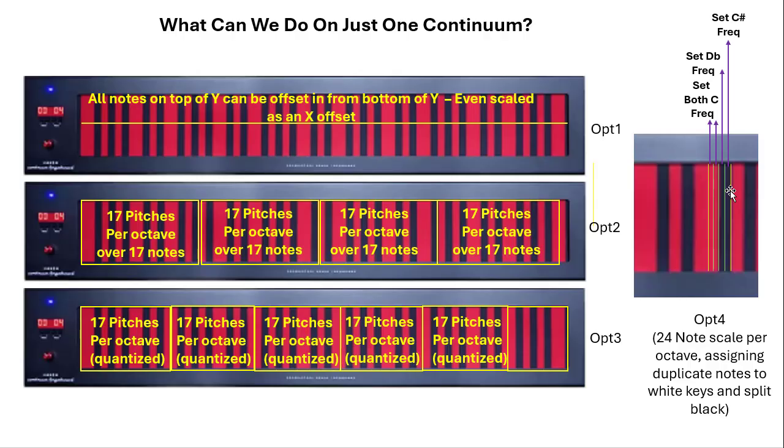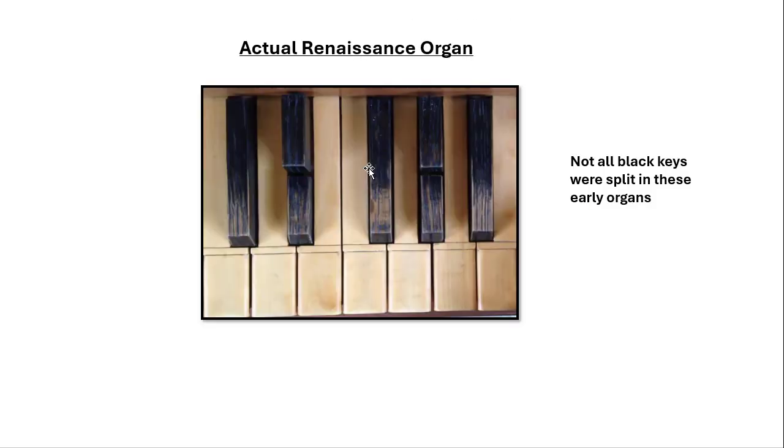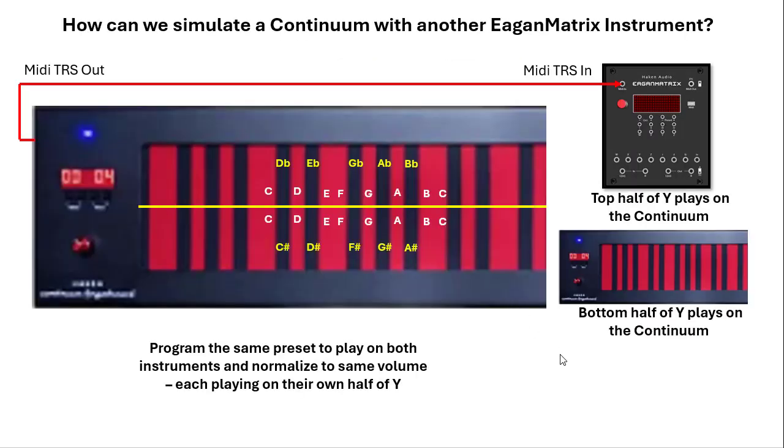So what could we do here to kind of simulate what was really desired? Splitting the black y-axis into 2 parts and having a different frequency come out on each part. Well, you can do that, but you'll need two EaganMatrix instruments. So here's one possibility that we'll talk about in this video.